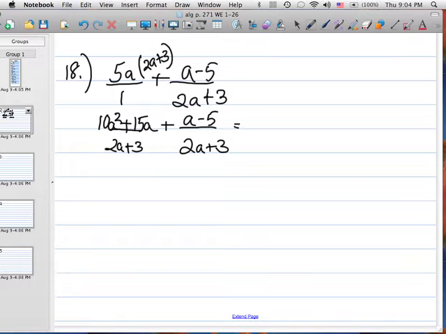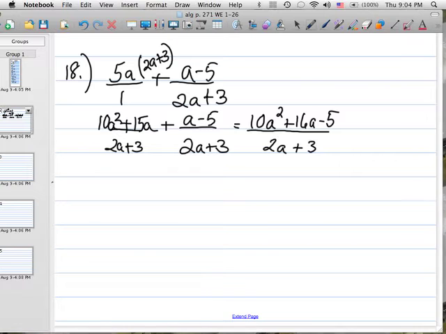Now we can add the numerators, decreasing order, collecting like terms. 10a squared, 15a plus 1a makes 16a minus 5 over 2a plus 3. Now we could check this to see if we could factor it. We get a negative 50 and a positive 16, but there's no two numbers multiplied together that make negative 50 and added together make positive 16, so that's not factorable, and we're done.